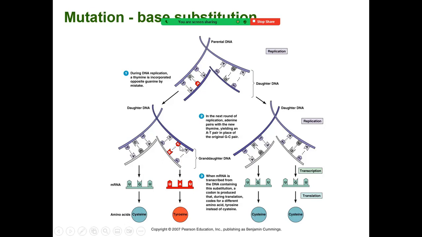And this would cause a change in the DNA. And so this mutation would be expressed. Okay, normally we'd have cysteine and then cysteine, and instead we have cysteine and tyrosine. Anyways, that's a base mutation. Any question about a base mutation?